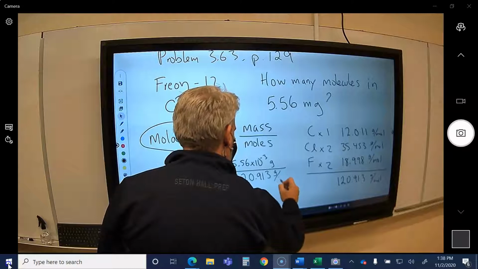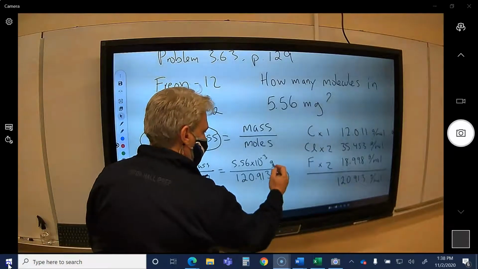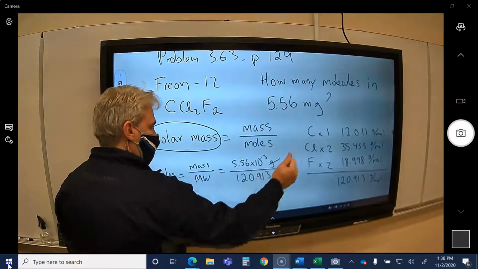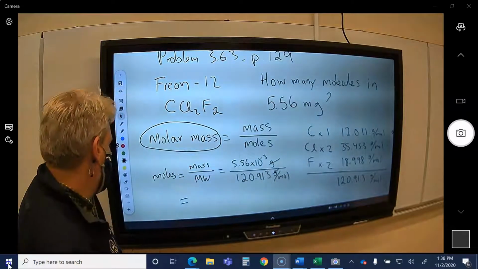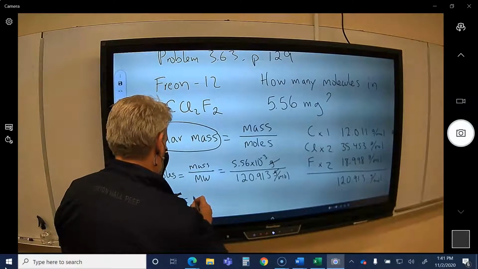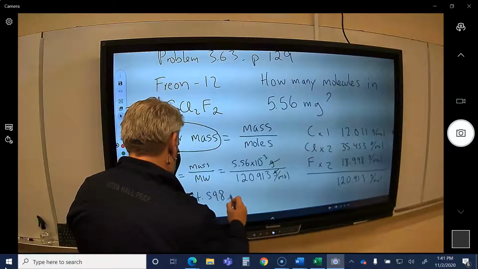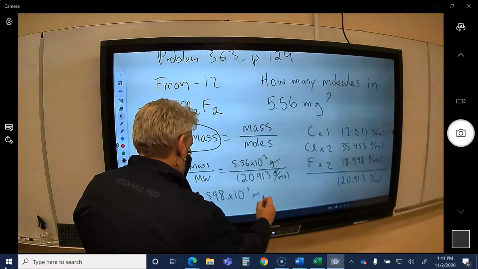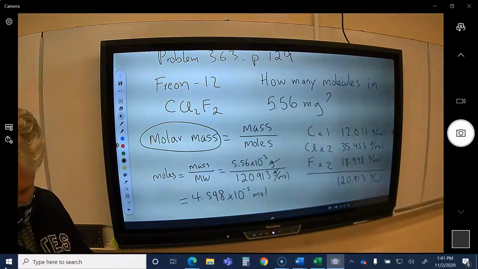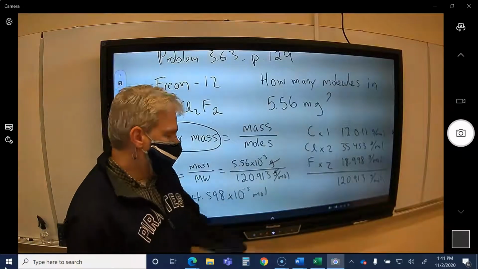Now I've got the molecular weight of 120.913 grams per mole. If we're paying attention to our dimensional analysis, this should make us really happy. We've got grams on the top, we've got grams here. The moles is on the bottom in the denominator, which means it's going to pop up to the top. And then we get our final answer, which is 4.598 times 10 to the minus 5 moles. We're keeping a little bit of extra precision, and we're going to round to the right number of sig figs at the end, the way we always do. So this is our number of moles.